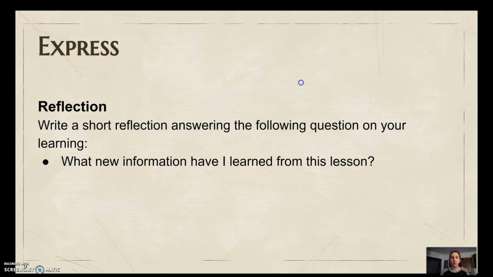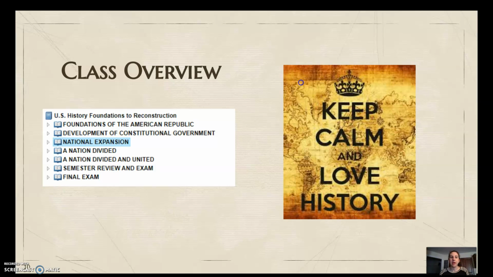Any questions or concerns, please reach out. And again, of course, here's the express. What new information have I learned from this lesson? Which hopefully you've learned something on the Missouri Compromise. It's a huge part of history. Huge, because this time was a time of making many, many compromises in order to keep the Union together and out of war. Again, like I said, any questions or concerns, please reach out to me.